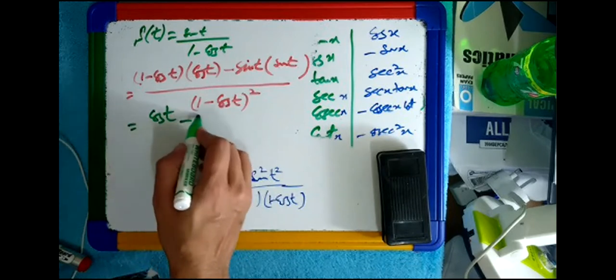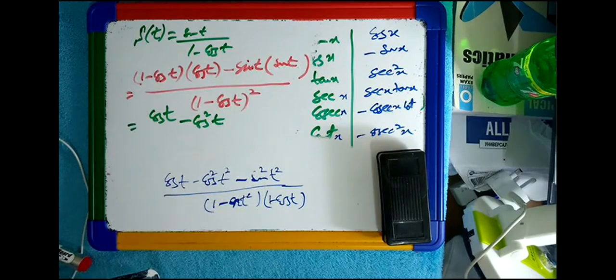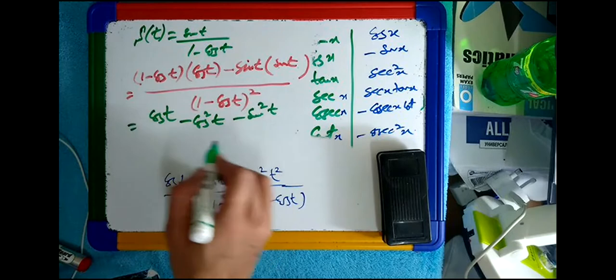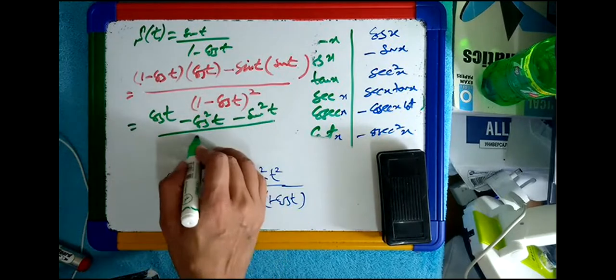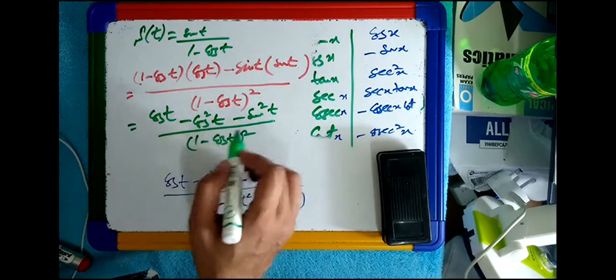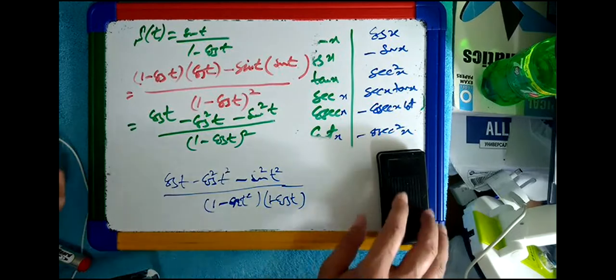Cos t minus cos t square, cos square t. You will read it like this: cos squared t, minus sin square t, divided by 1 minus cos t whole square. But still the question is not finished. There is one step I need to tell you.